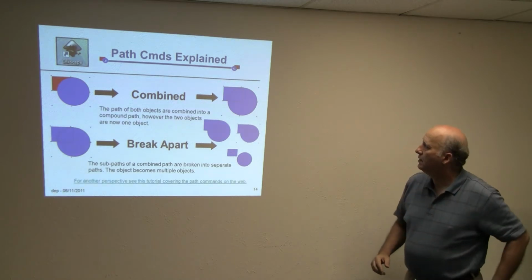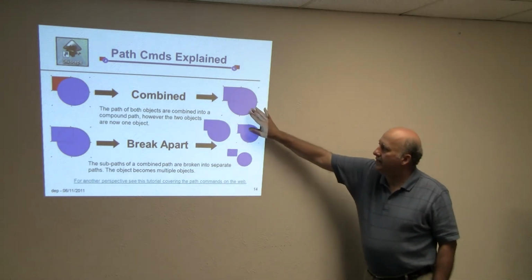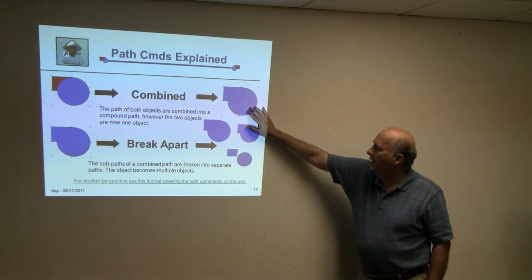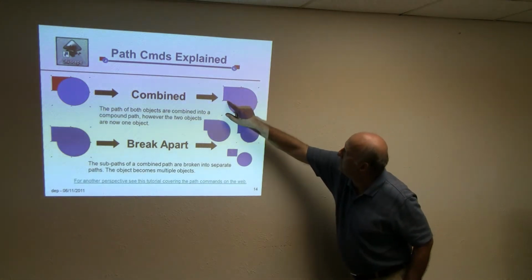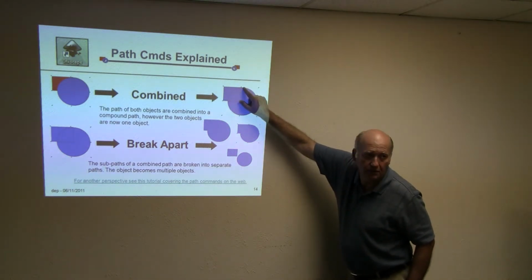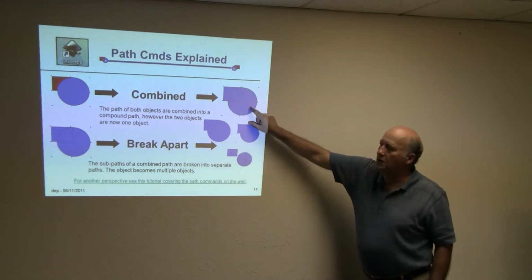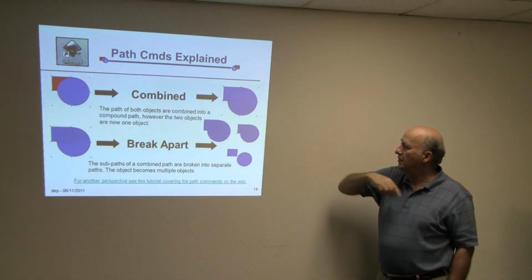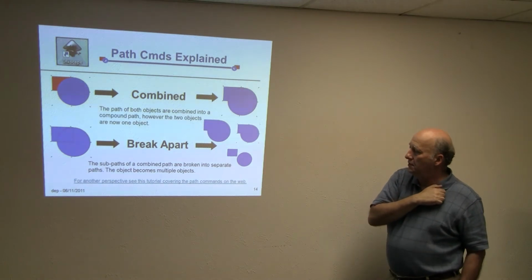Okay? Now, combine: the two objects are combined into a compound path. And you see, I don't know if you can see it here, but you can see the path where the square rectangle was. But now, what did it do? What color is it? Top layer. It's the top layer, okay? So something to know. And then break apart.